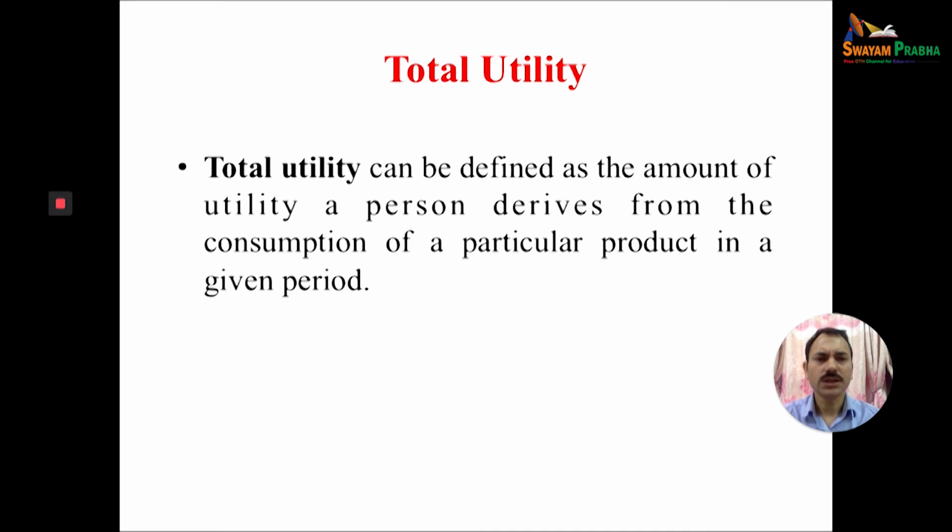Total utility can be defined as the amount of utility a person derives from the consumption of a particular product in a given period of time. During a given period of time, when you consume the commodity 1, 2, 3, 4 units, the total satisfaction derived from the consumption of the product is called total utility.